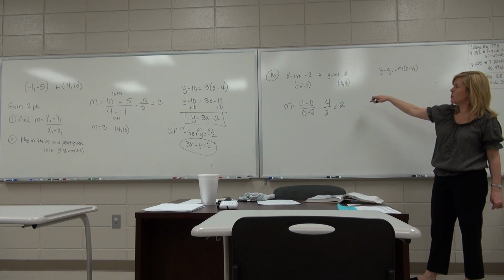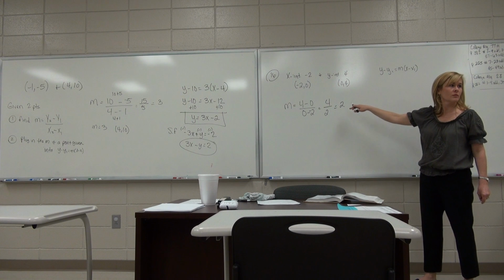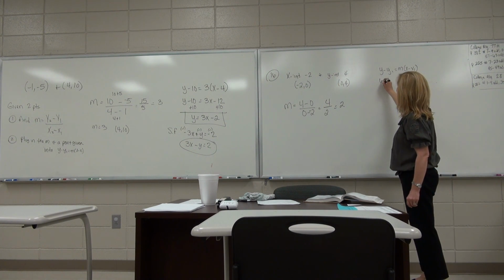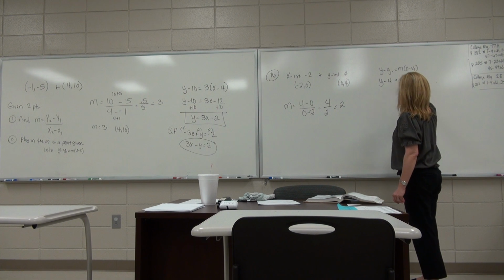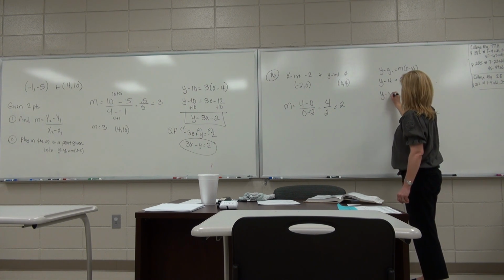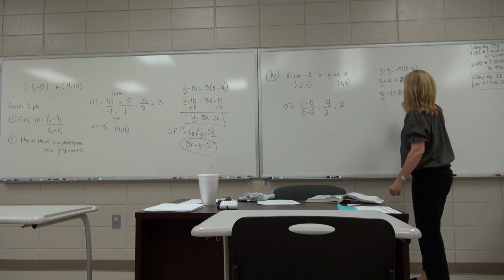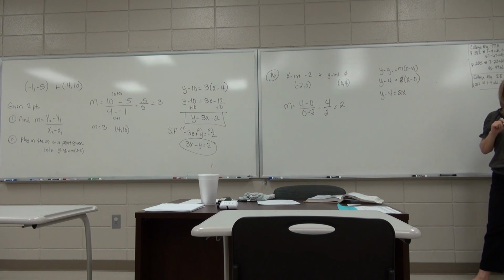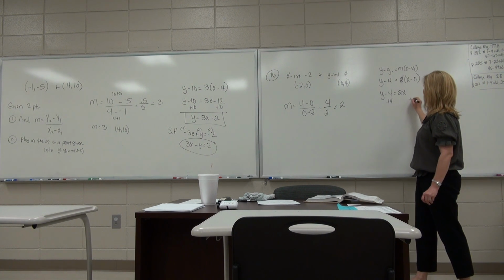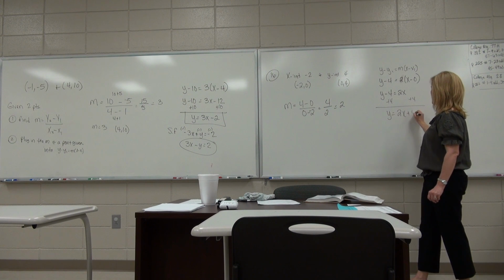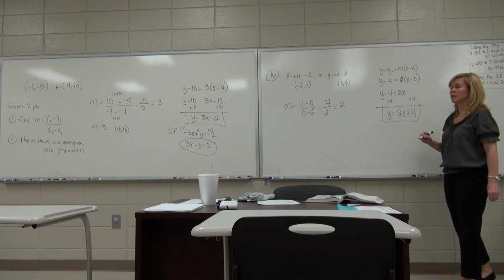Which point did most of you pick? (0, 4). The (0, 4). So that'll be y minus 4 is equal to 2, which is your slope, times x minus 0. So you get y minus 4 is equal to 2x. And now we just need to add 4 to both sides. So you get, in slope-intercept form, y equals 2x plus 4.